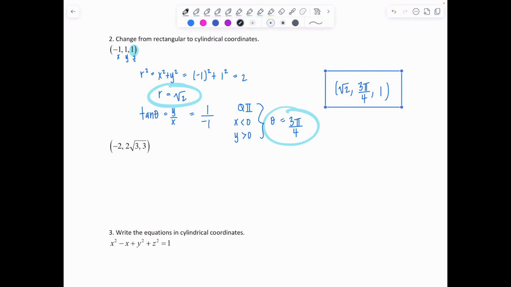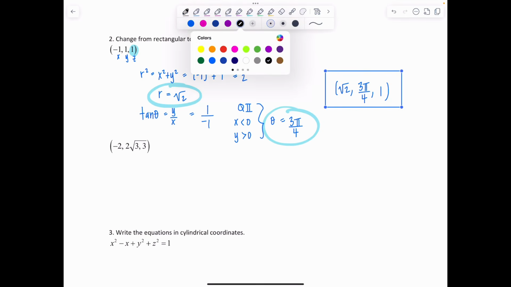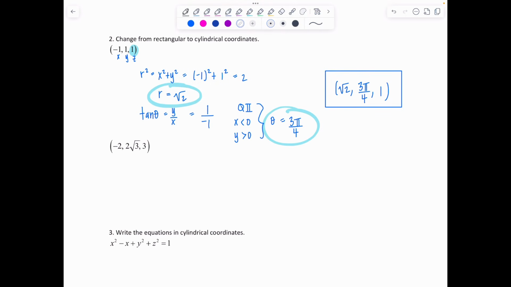Oh, this square root sign is too long. It's too excited. It should only apply to the second coordinate. Please forgive me. Okay, here we go.